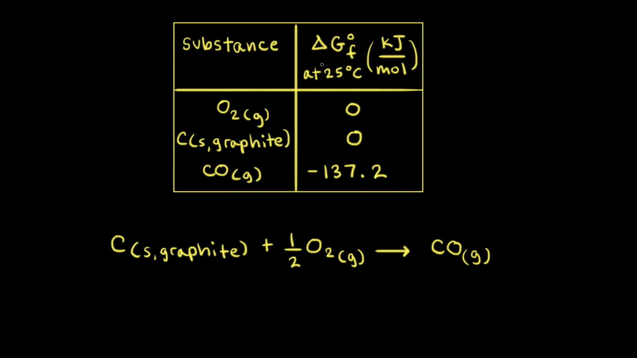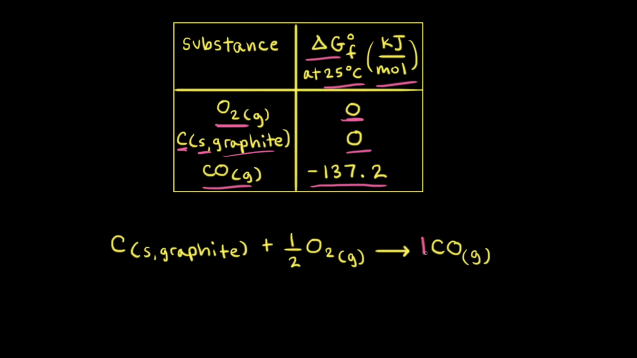Textbooks often tabulate data for standard change in free energy of formation of substances at 25 degrees Celsius. However, it doesn't have to be that temperature. The units are in kilojoules per mole. We've already seen that the standard change in free energy of formation for an element is equal to 0. Therefore, for elemental oxygen O2, delta G naught is equal to 0. And for carbon in the solid state in the form of graphite, delta G naught is also equal to 0. The value for carbon monoxide is not equal to 0. Delta G naught is equal to negative 137.2 kilojoules per mole.